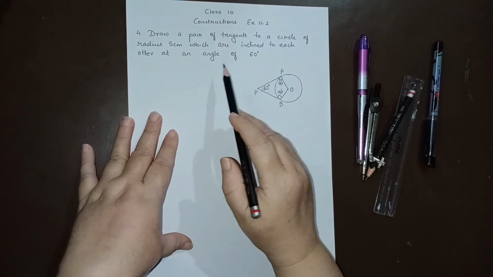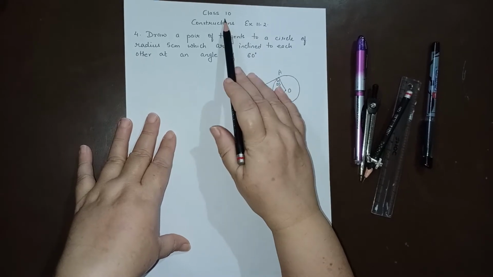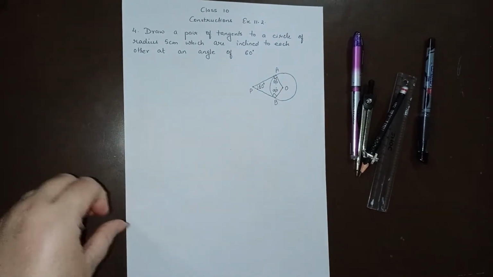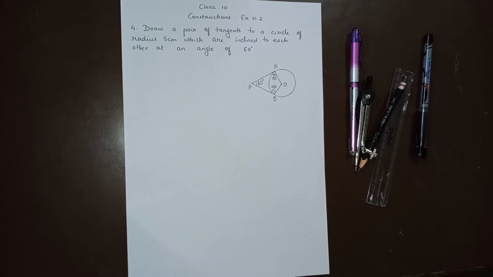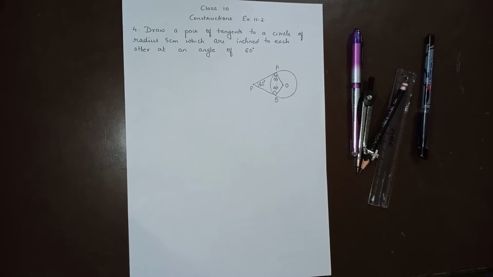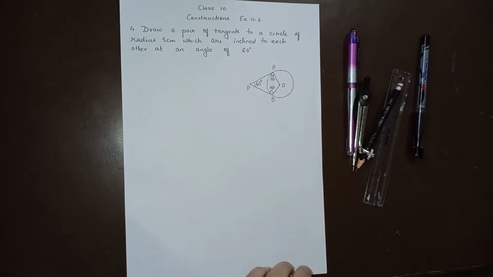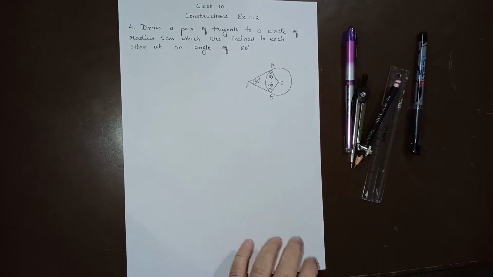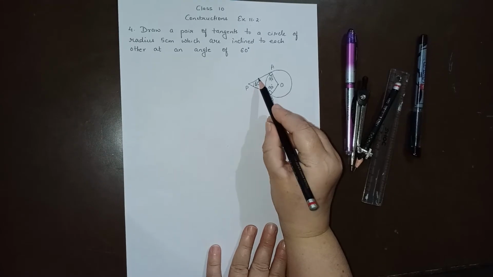So now we are doing question number 4 of exercise 11.2, class 10th constructions. The question is, draw a pair of tangents to a circle of radius 5 cm which are inclined to each other at an angle of 60 degrees. That is, tangents are inclined to each other at an angle of 60 degrees. So I have drawn a rough sketch here. See, these are the two tangents.